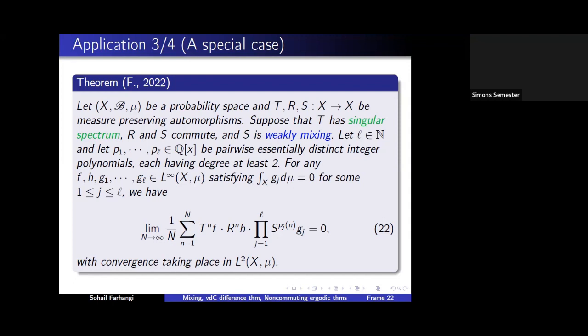But nonetheless, if I make this assumption, then this multiple ergodic average will converge to what we expect, because if this integral is 0, we expect the average to converge to 0. And here I have T^n f, R^n h, and then the product of S^{p_j(n)} of g_j. And perhaps unsurprisingly, the method of proof is the same as what we had on the previous slide, namely the assumptions of weak mixing on S and commutativity of R and S are such that we can apply van der Corput on this term, or this collection of terms, to deduce that it has the Lebesgue spectrum. And then we multiply it by a weight that has singular spectrum, and the average is going to go to 0 by the generalized van der Corput.